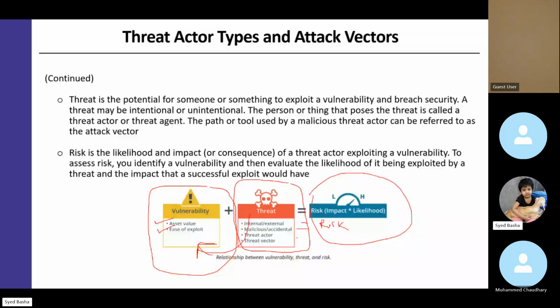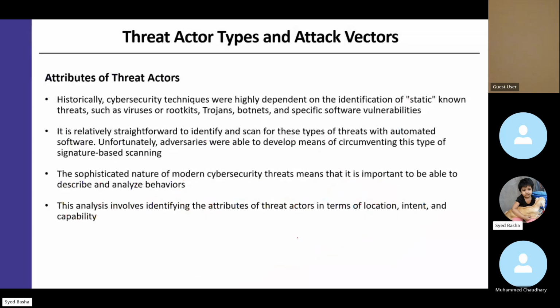So there are some attributes that we will see, the threat actors. I hope you have heard these words: viruses, rootkits. Rootkits are viruses which are in the driver files or in your BIOS memory. And Trojans, another sort of virus. Bots, in other words botnets, are compromised hosts spread across the network, and there are other software vulnerabilities as well.